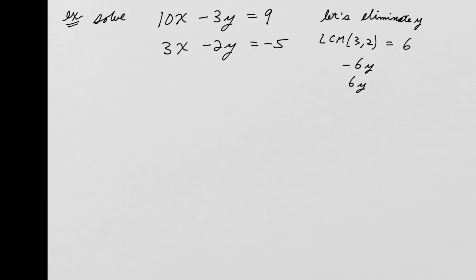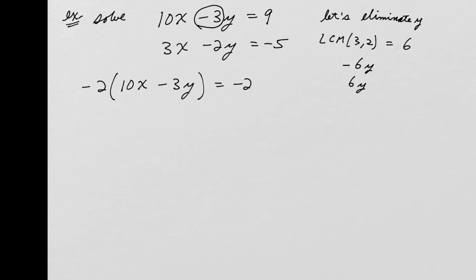So if you think about this, let's make the top equation a positive 6y. So how can I do that? Well, right now I have a negative 3. So how do I make that a positive 6? I need to multiply that by negative 2. But I can't just multiply that one term by negative 2. I need to multiply the entire equation by negative 2. So I'm going to multiply the first equation by negative 2, just because I want that to end up being a positive 6y.